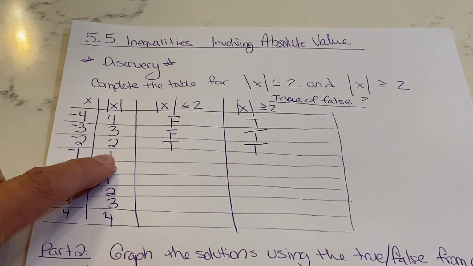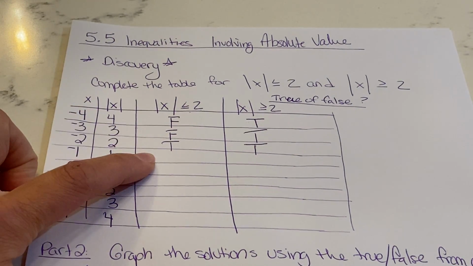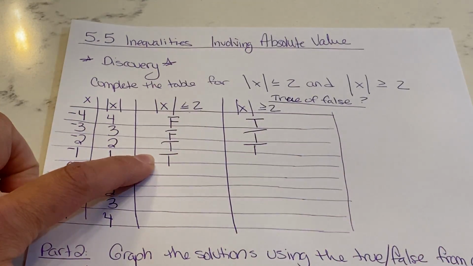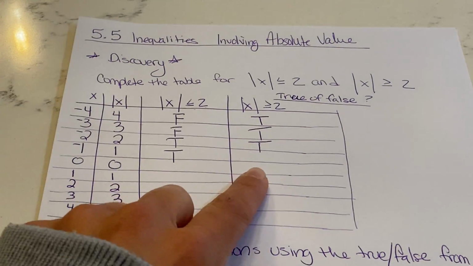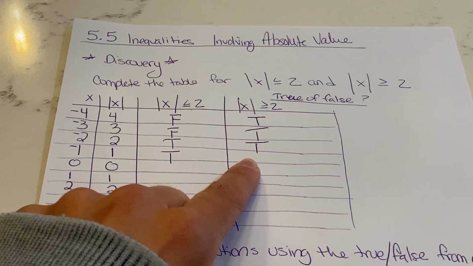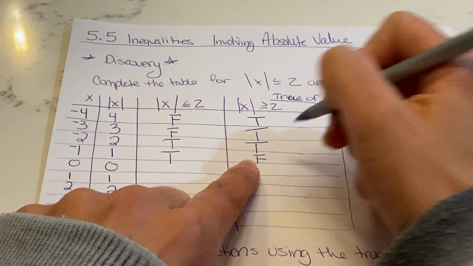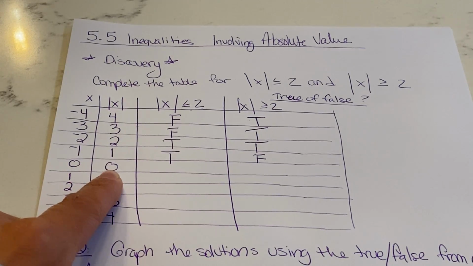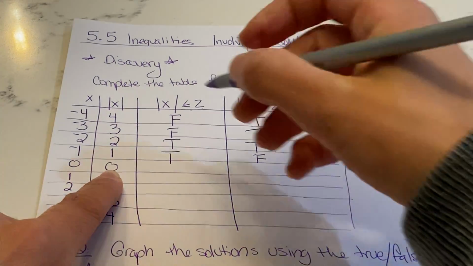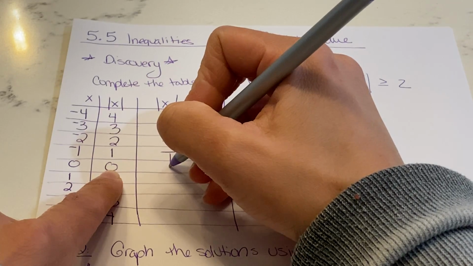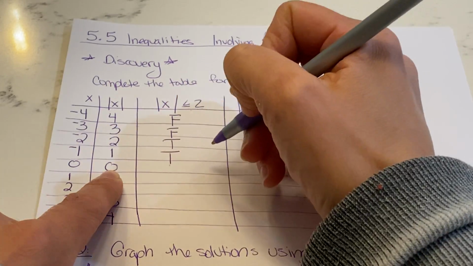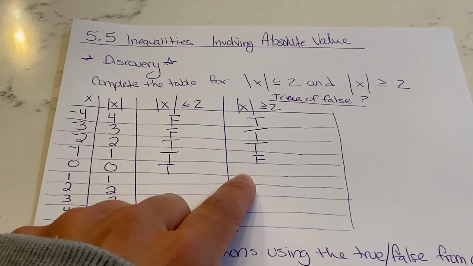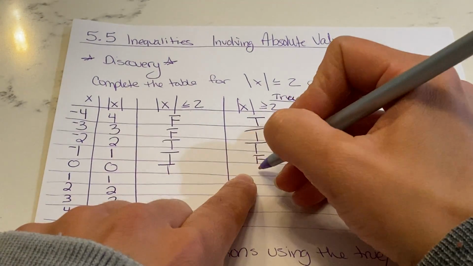Now let's plug in the 1. Is 1 less than or equal to 2? Well, that's true because it's less than, okay? What about here? Is 1 greater than 2? That's false. 1 is not greater than 2. What about 0? Is 0 less than 2? That is true, right? 0 is less than 2. Is 0 greater than 2? False.